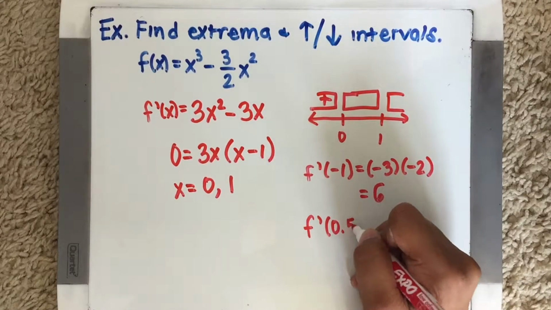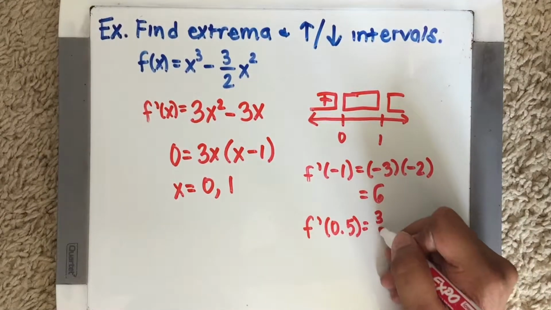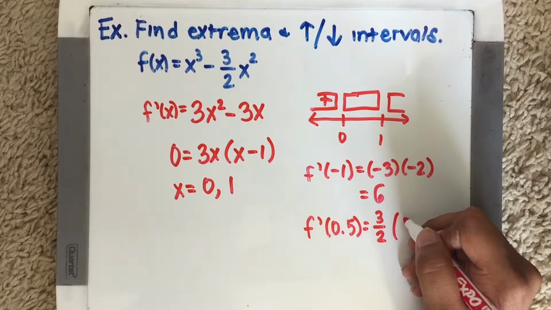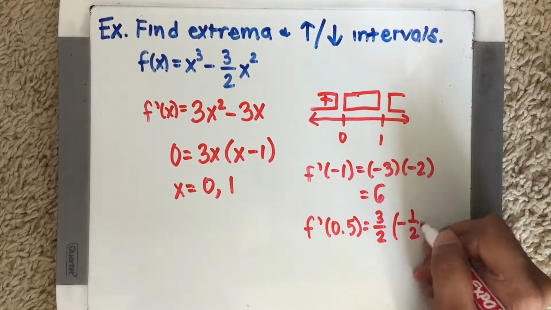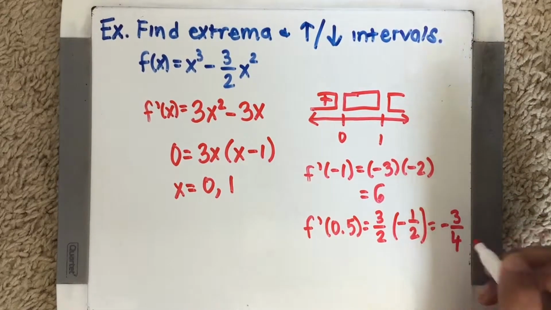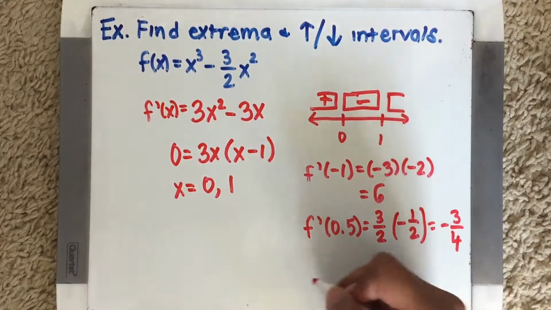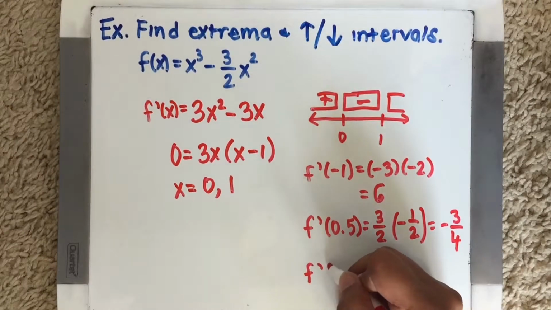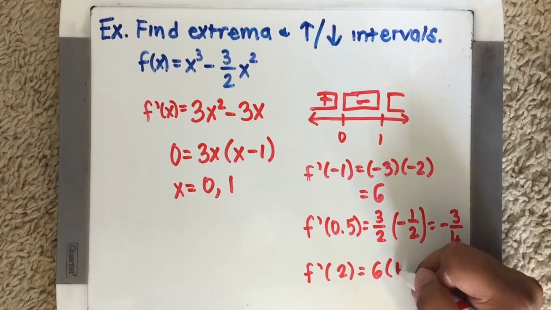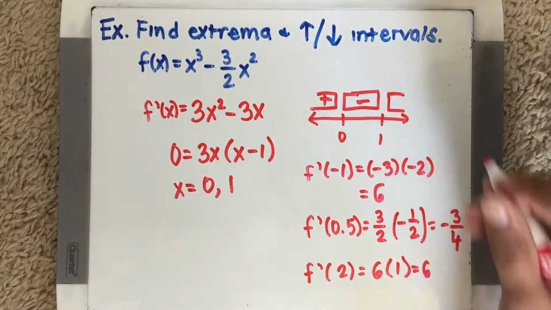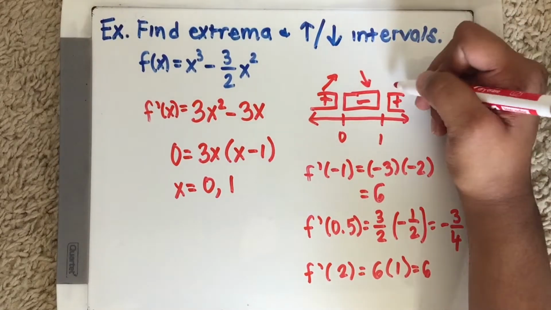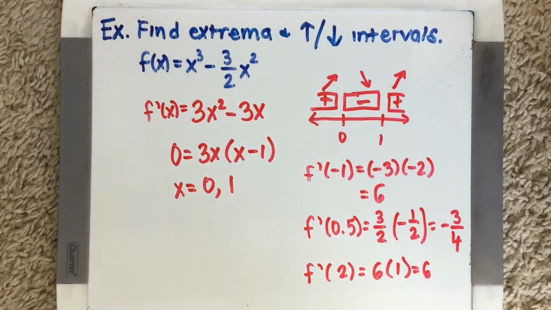Within the next interval, we can test f prime at 0.5. That gives us 3 halves times 0.5 minus 1, which is negative 1 half, giving us negative 3/4, making that interval negative. Finally, we can test f prime at 2, giving us 6 times 1, which is positive 6, giving us another positive. Therefore, we know that the graph is increasing, decreasing, and then increasing again.